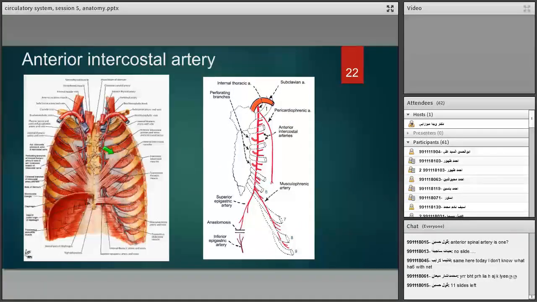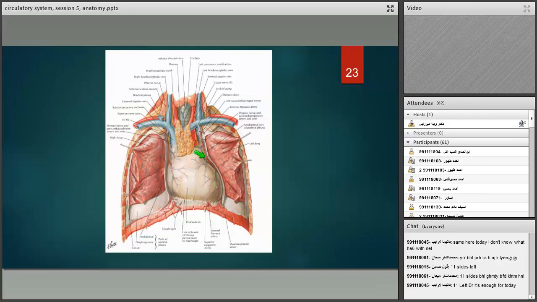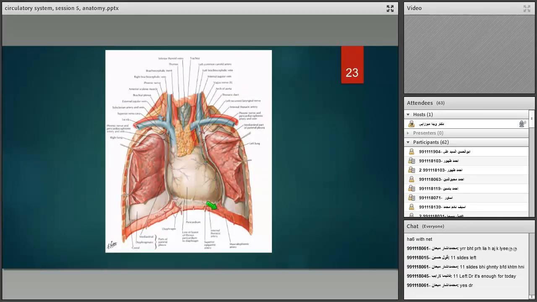Here are all the anterior intercostal arteries. In this slide you can see the pericardiacophrenic artery. Look here: the pericardiacophrenic artery, the phrenic nerve, and the pericardiacophrenic veins are supplying the blood for the pericardium and the superior surface of the diaphragm.